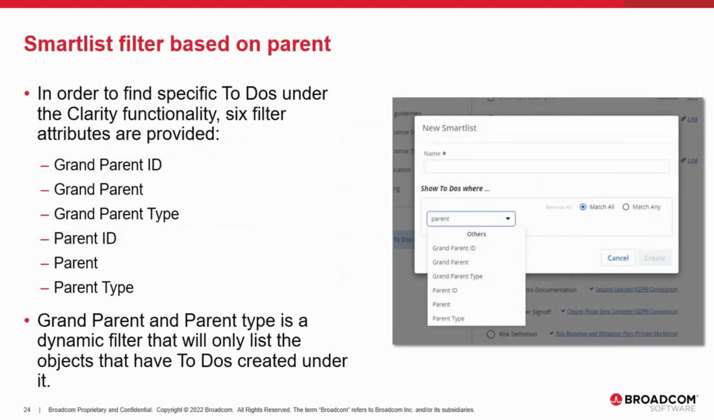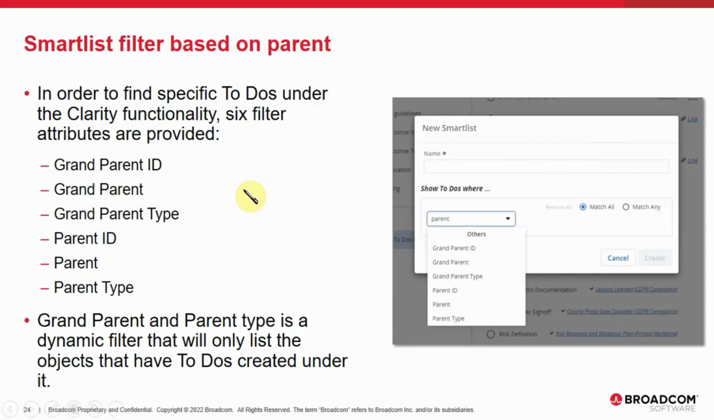In order to filter the data specific to the end user needs, we are also providing 6 additional filter attributes. These 6 attributes will allow the end user to filter the to-do down based on either the parent of the to-do or the grandparent of the to-do. For example, a to-do created within risk will have the parent as the risk object and the grandparent as the project object.